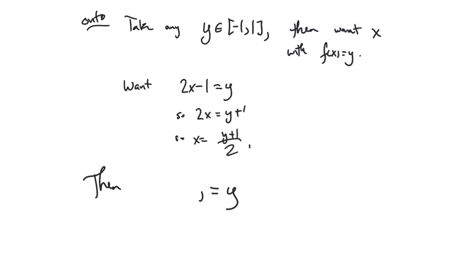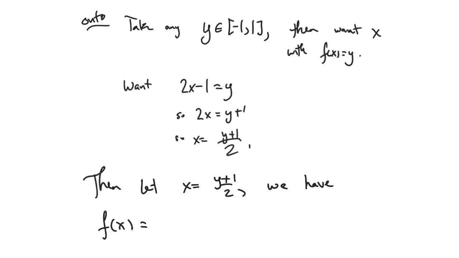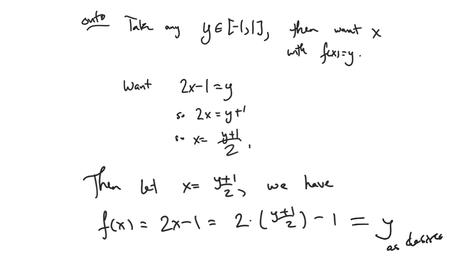So I'm going to say let x equal y plus 1 over 2. And then what is f of x? It's 2x minus 1. But if x is y plus 1 over 2, then this is 2 times y plus 1 over 2, minus 1. And if you simplify and cancel all that, you get y, which is what we wanted. What we have to show is that f of x equals y, and that's what we did.